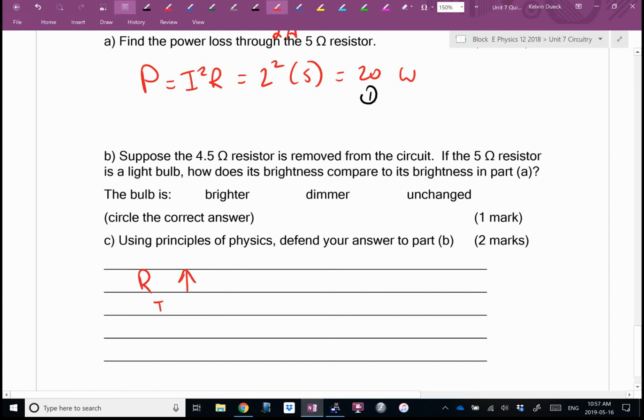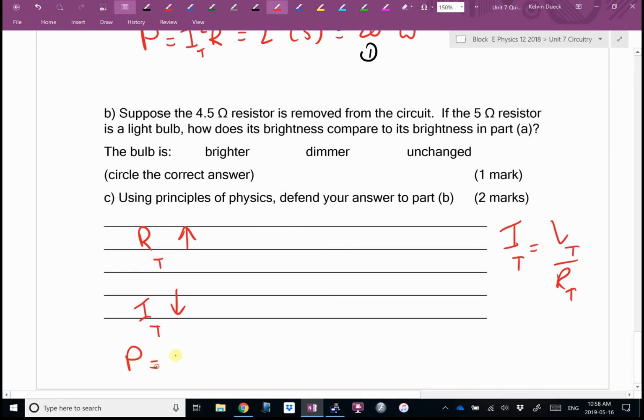Increases. So, what happens to I total if I remove a resistor in parallel? If R total increases, I'm going to use I total equals V total over R total. What happens to I total? Decreases. And you'll notice the power loss that I calculated was using I total. R hasn't changed. But since power equals I squared R, power is less now. And so the bulb will be, correct answer, dimmer.